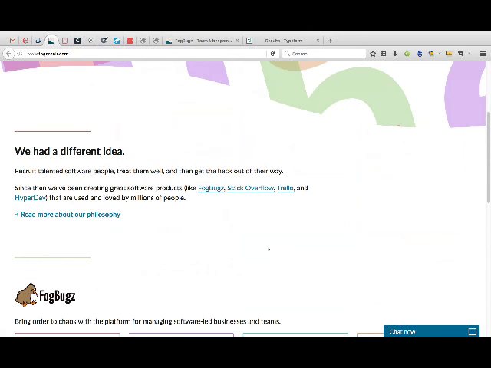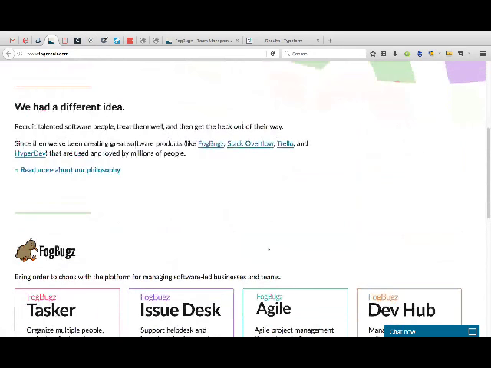Mm-hmm. Alphabet's website, by comparison, is just a letter from Larry Page. Of course it is.